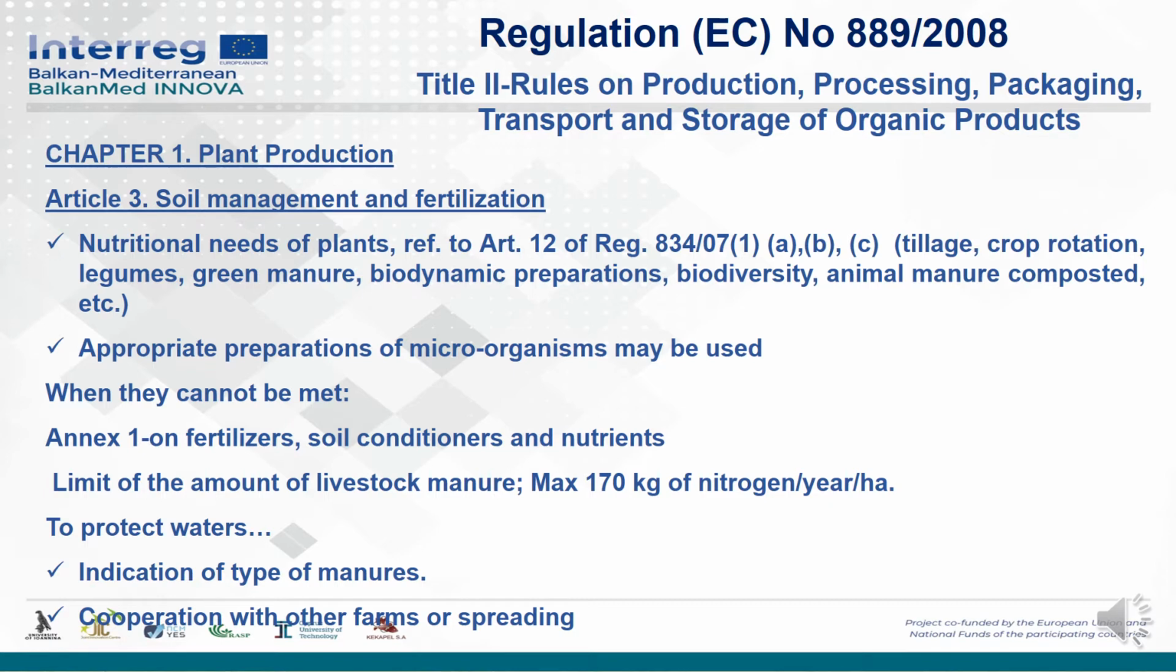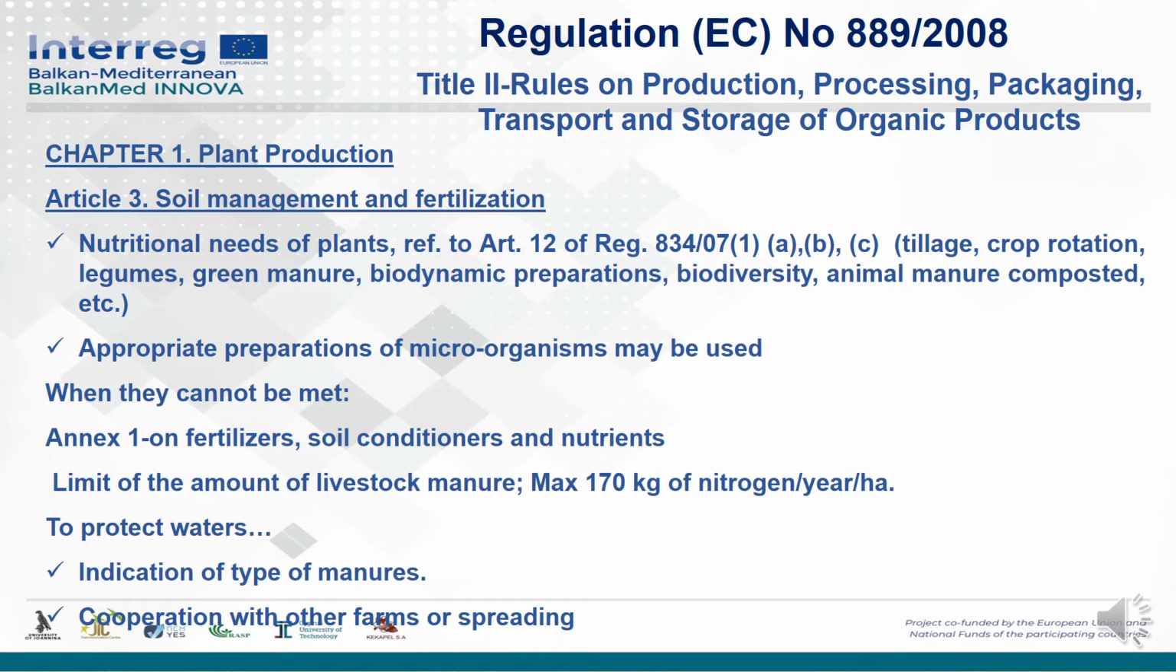According to this, the nutritional needs of plants, firstly, are referred to Article 12 of Regulation 834 of 2007. You can find it in paragraph 1.A, B, C, which refer to tillage, crop rotation, use of legumes, use of green manure, biodynamic preparations, support of biodiversity, animal manure, composted, and so on. So the nutrition needs of plants firstly have to be based on these agronomic or agricultural practices.